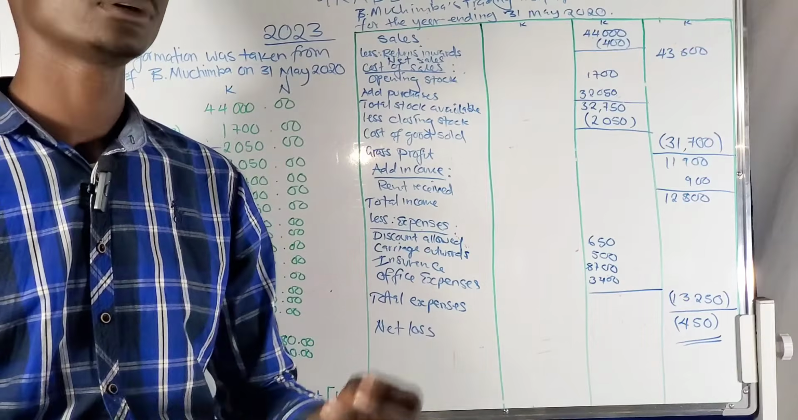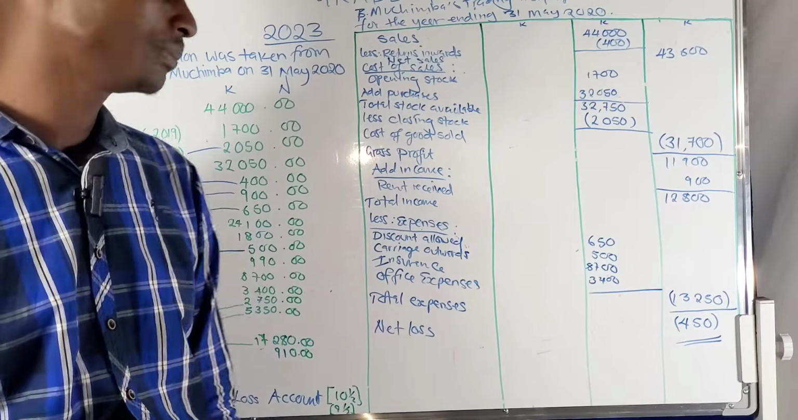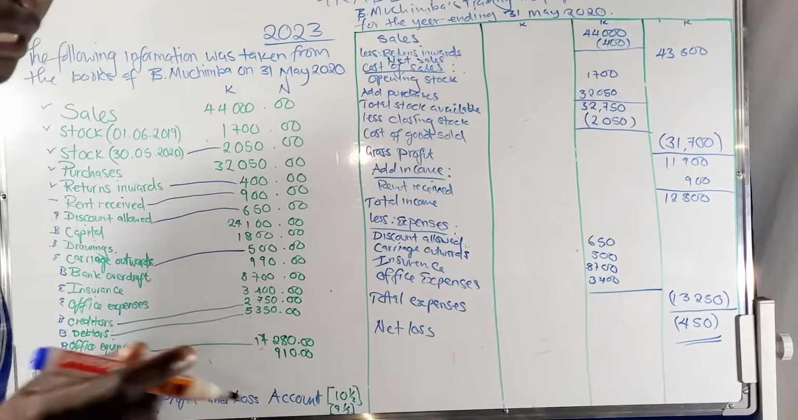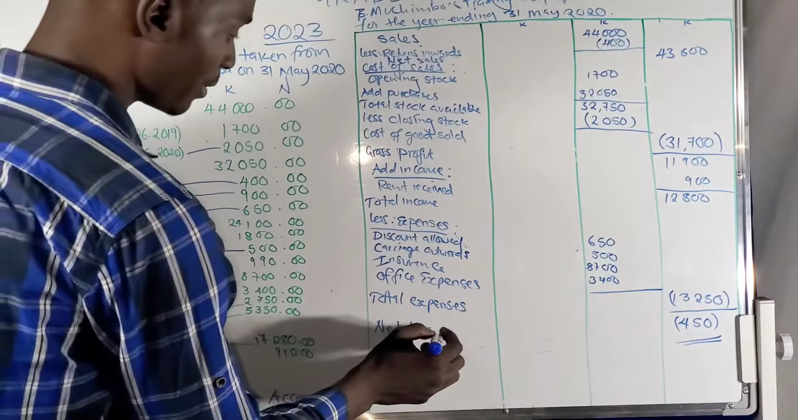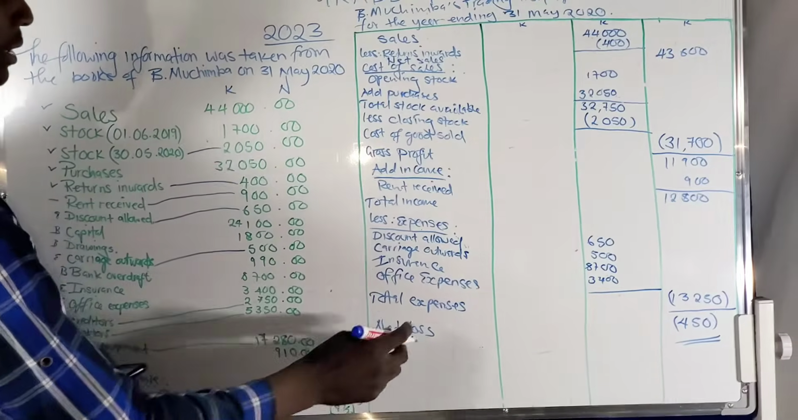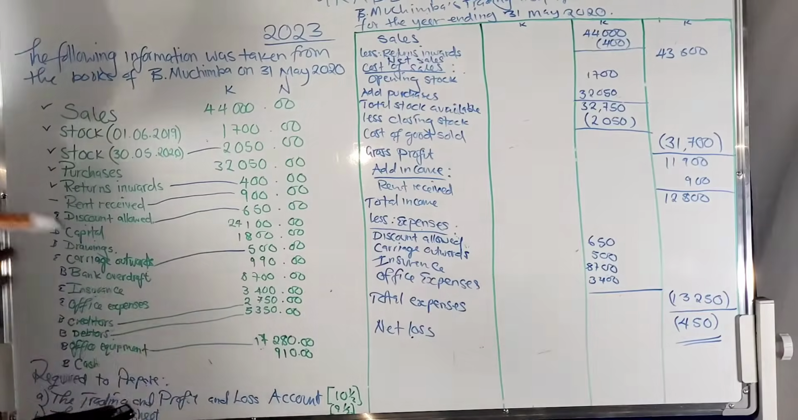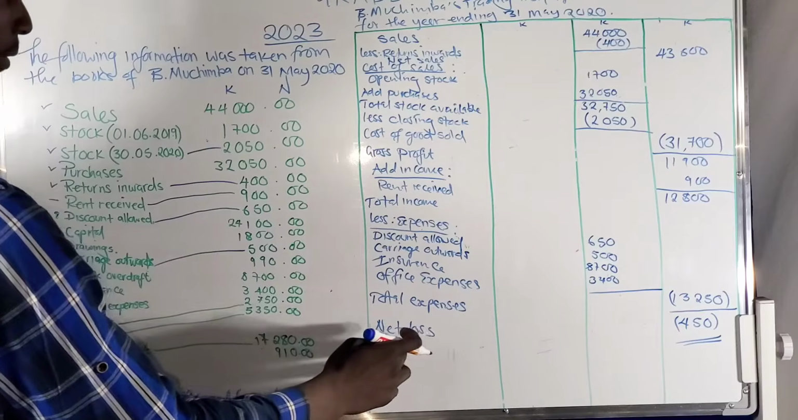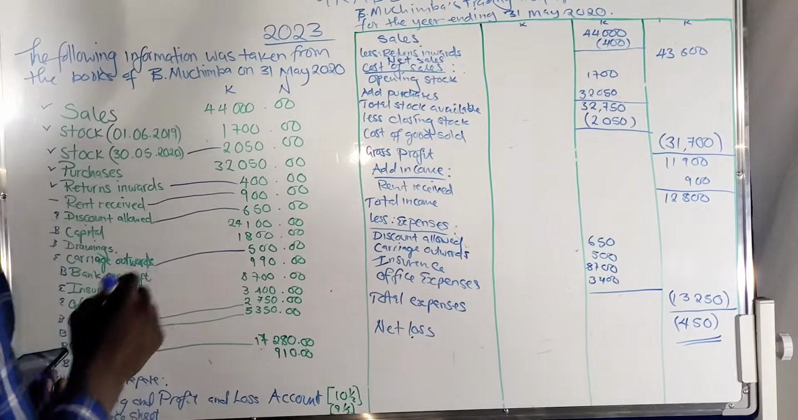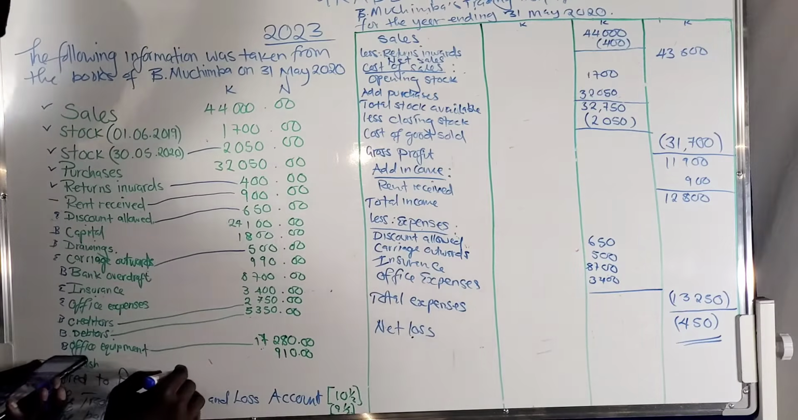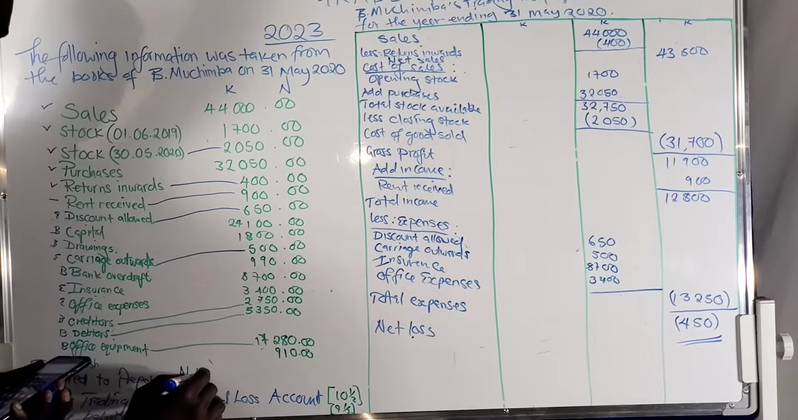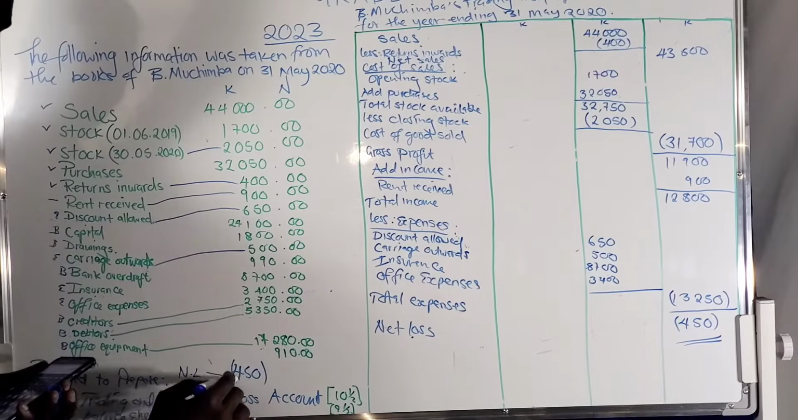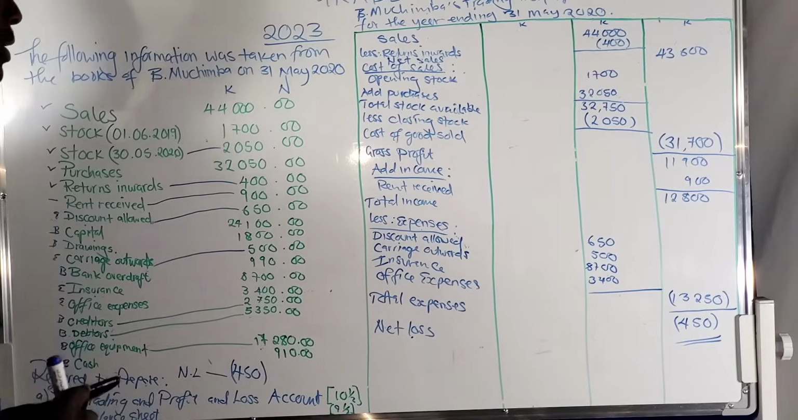If it's negative, that is not profit. That is net loss. Remember, in the balance sheet, this will reflect. This and the closing stock will reflect in the balance sheet. So let me just write the net loss here. Net loss is 450 and it's negative.